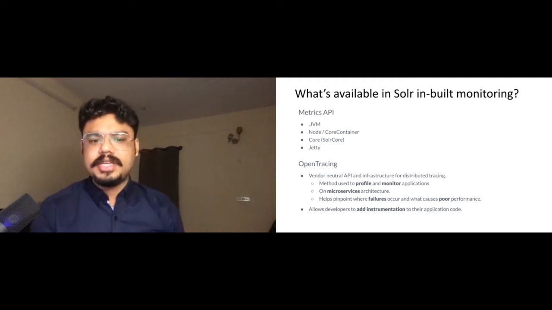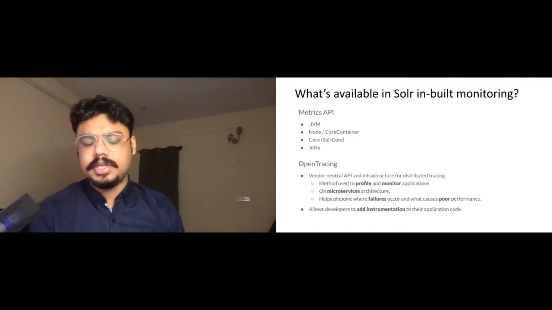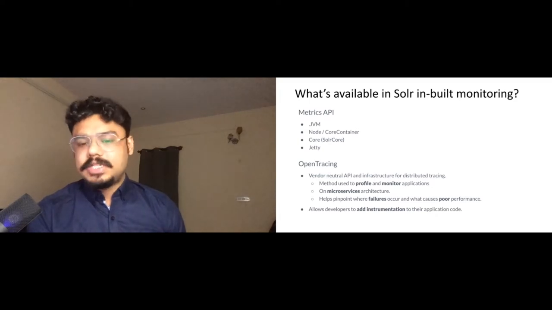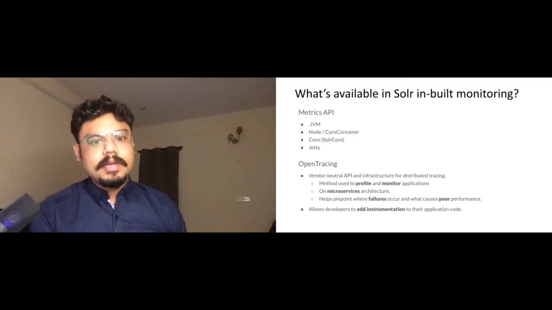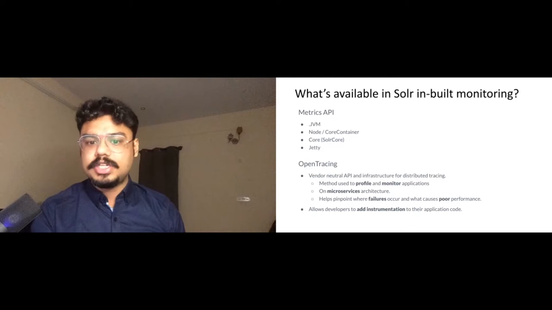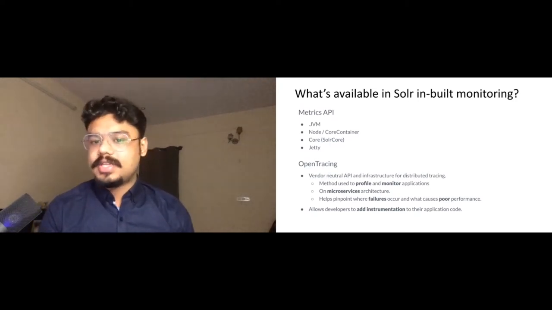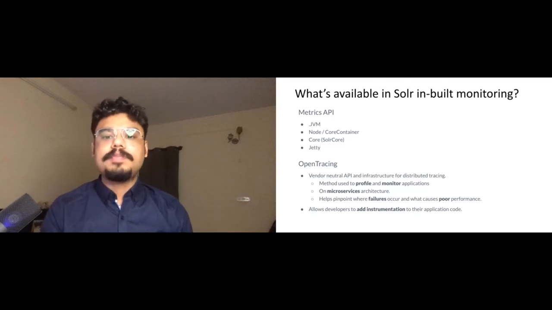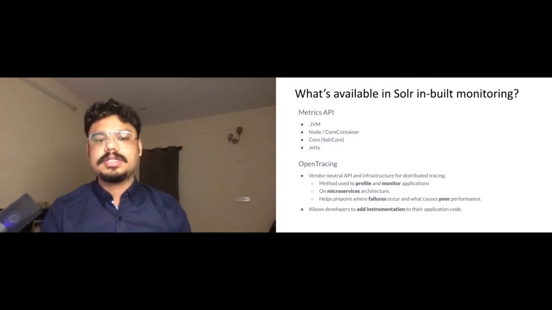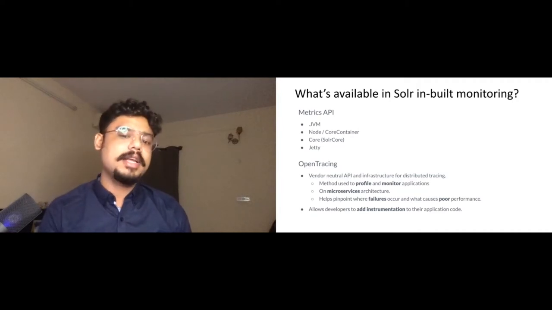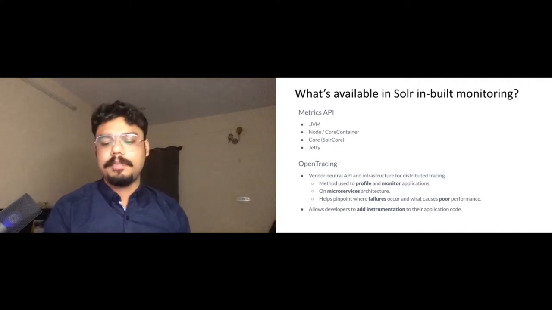And OpenTracing is also being introduced in the recent version, which is an API and infrastructure in place for distributed tracing. We can profile and monitor applications, especially those built within a microservices architecture. You can track a particular request with its tracing identifier to pinpoint causes of failure and what causes poor performance. In technical terms, it allows developers to add instrumentation to their application code.